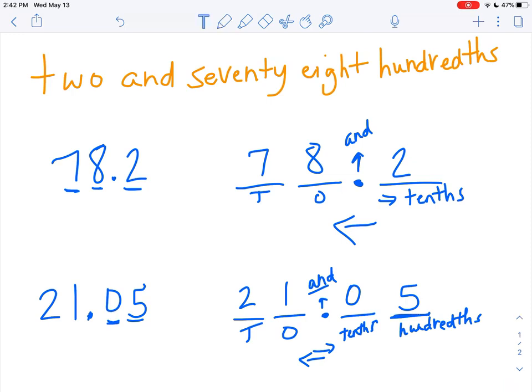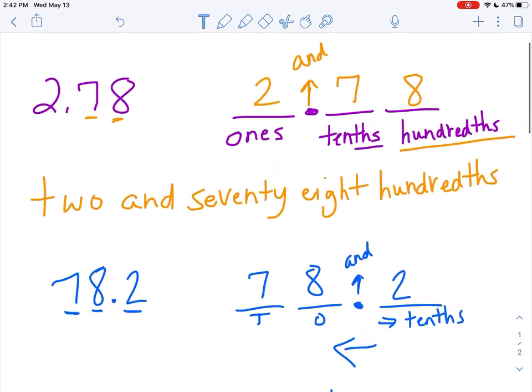So really that's just a quick little review of how to read decimals. Remember, when you get stuck, just make yourself a place value chart. It's going to be your best friend when you're working with decimals.